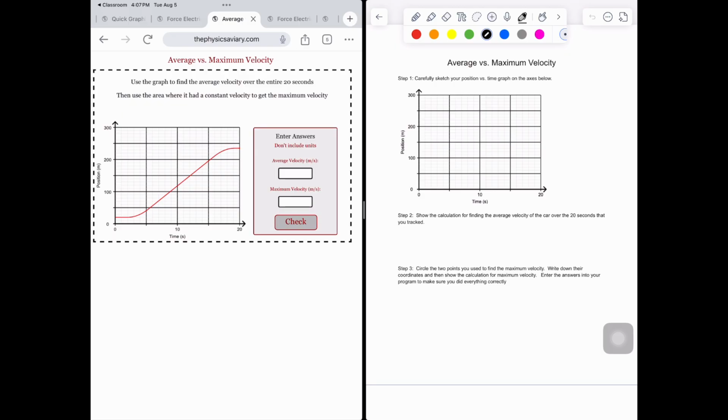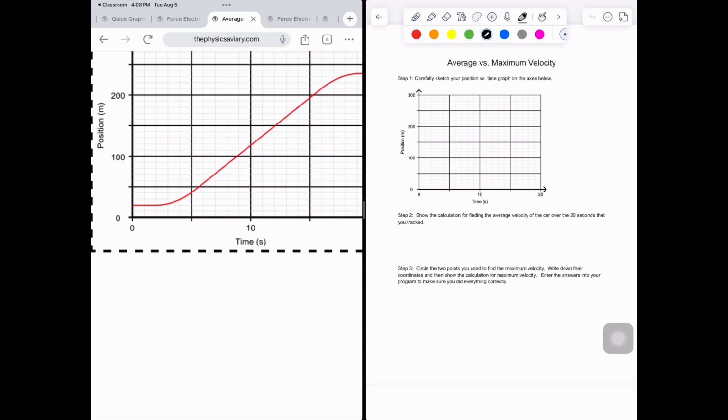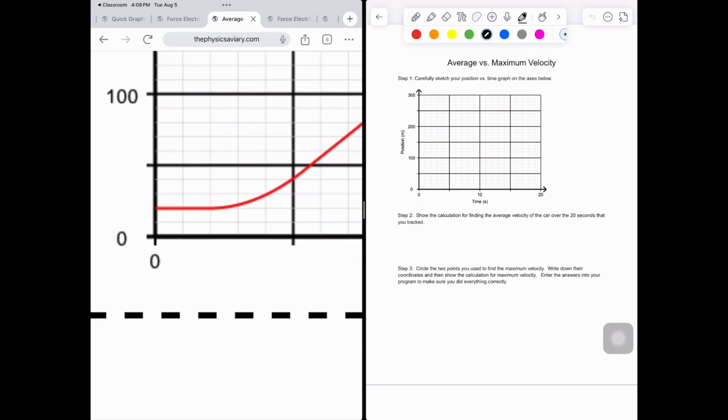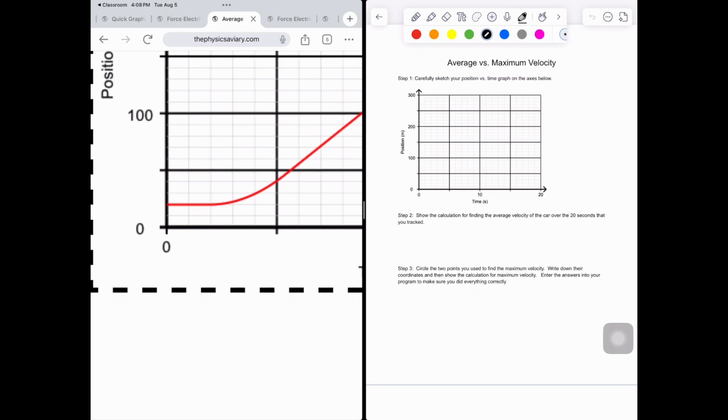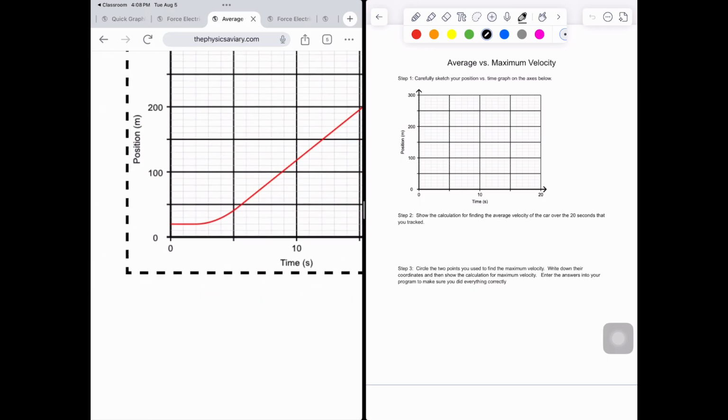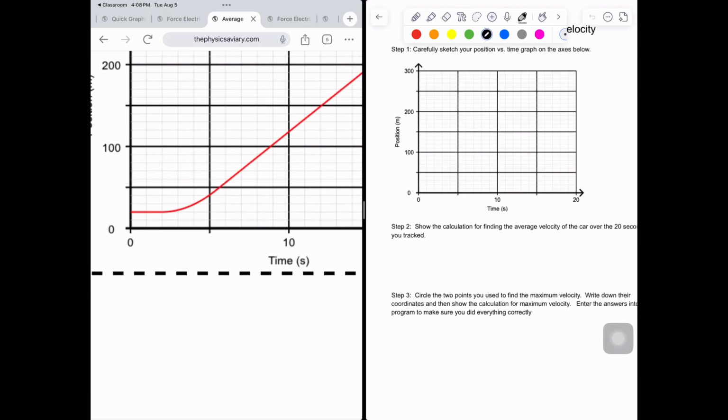Okay, so the first thing we're going to do in step one is we're going to very carefully sketch our position time graph on that thing. Now, if you have the ability to copy and paste this into Kami, then by all means go ahead and do that. But if you can't, then you're going to have to sketch it just like me. So for my graph, you can see it's at 20 meters up until about 2 seconds, and then it starts to curve.